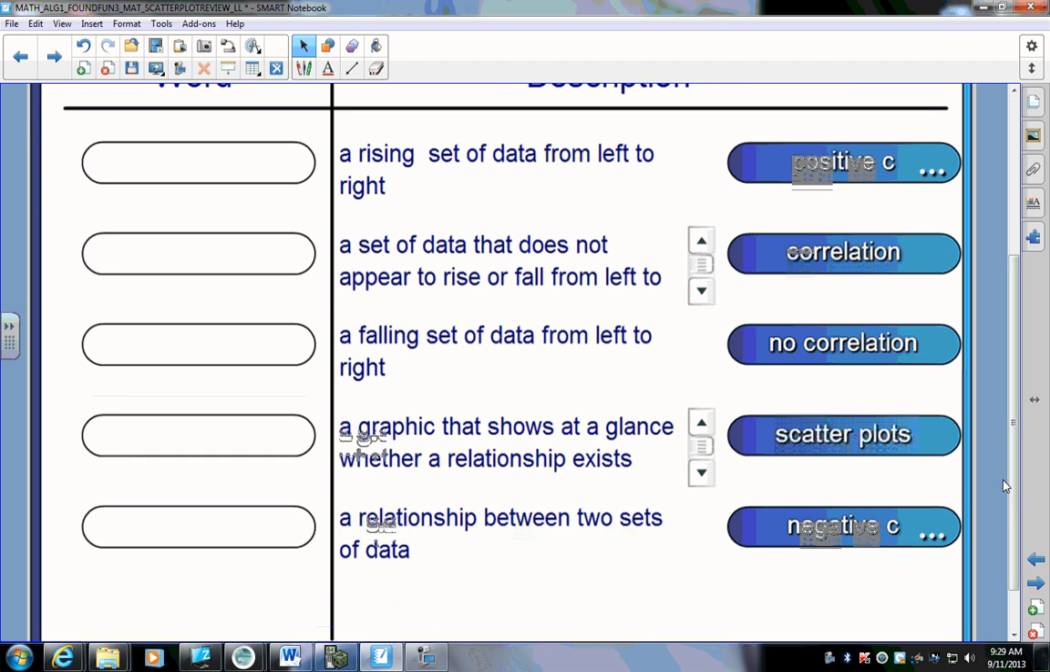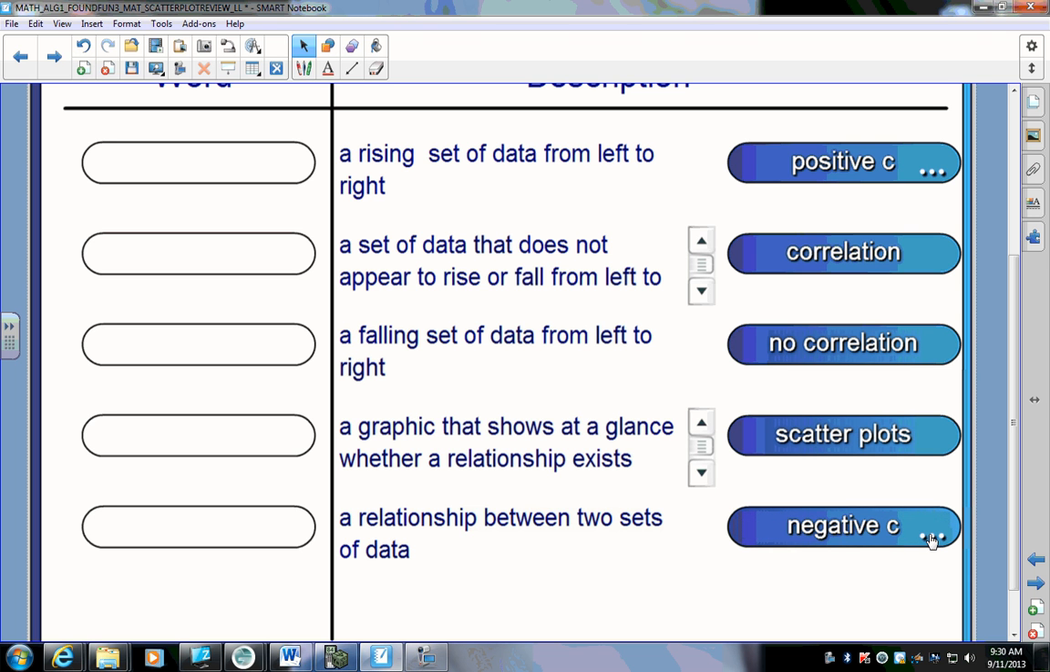I want you to look at these words over here on the right and these definitions on the left. Then when it says positive C, that means positive correlation. Okay, so it kind of goes straight through across. But it's positive correlation, no correlation, scatter plots, and negative correlation.